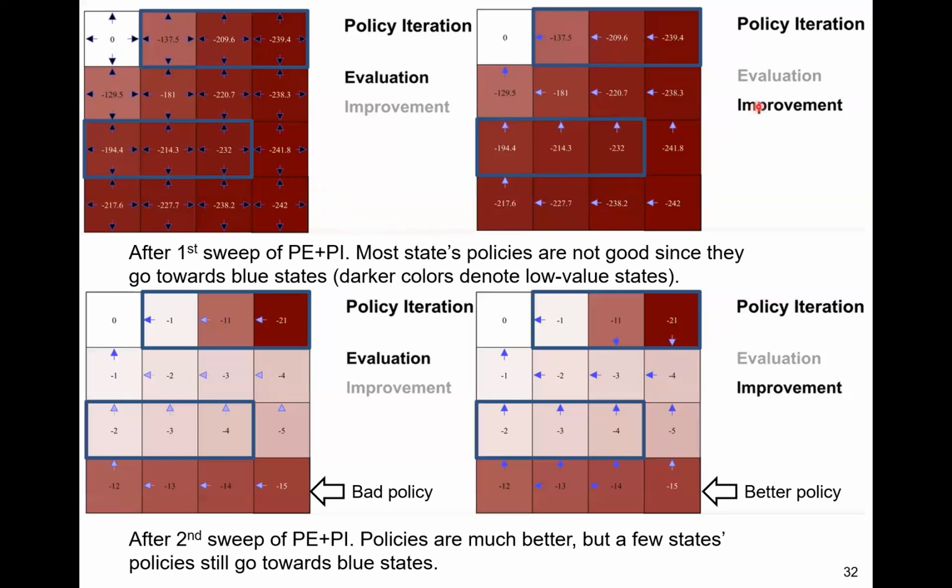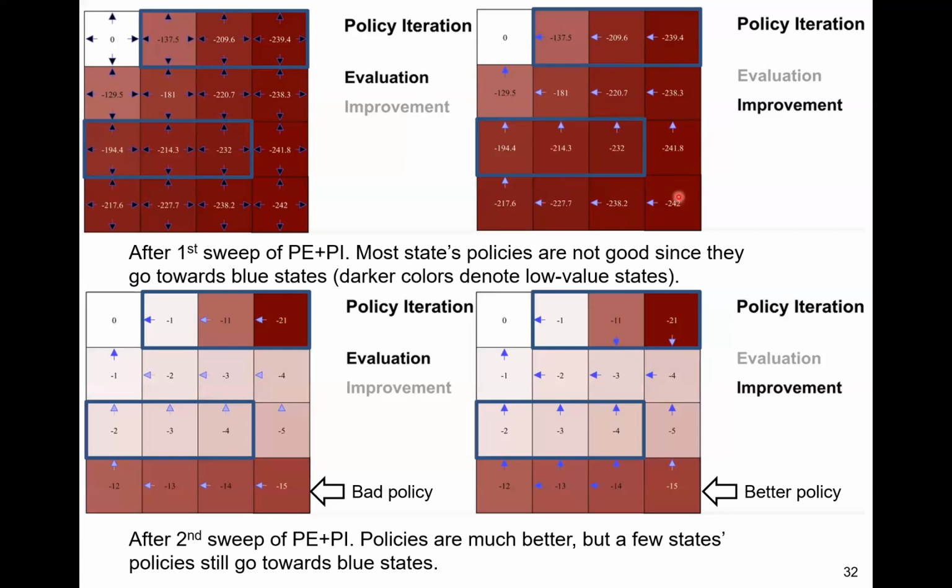And then after one policy improvement iteration, you can see the policies. So the change at this point: minus 194. If you go up, you get minus 129. Go right, you get minus 214. Go down, you have minus 217. So obviously going up is better. Similarly for these guys. And you can get a better policy than uniform random policy based on the value function shown on the left.